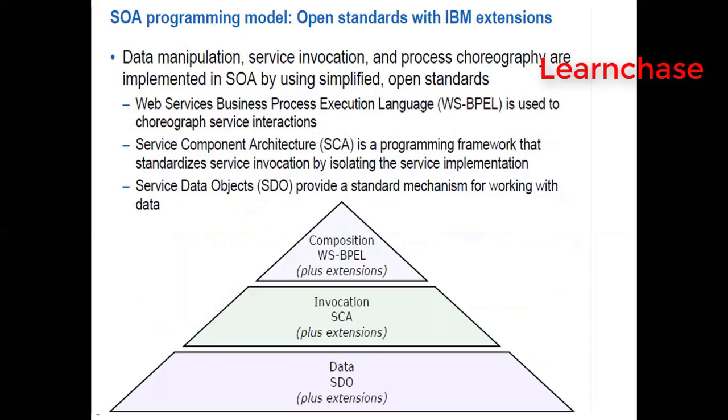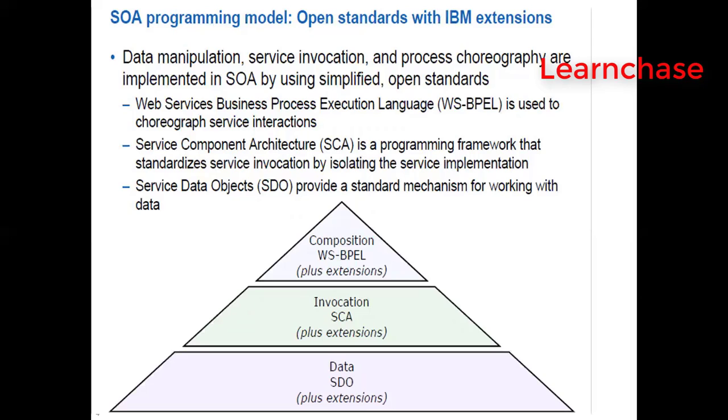So we have a set of component composition, invocation, and data, the data interactions. There is a particular standard object within Integration Designer which we call SDO. SDO stands for Service Data Object. Service Data Object is the main object used for data manipulation within your IBM Integration Designer. Then we have Service Component Architecture, SCA, the middle layer in the diagram that you look at.